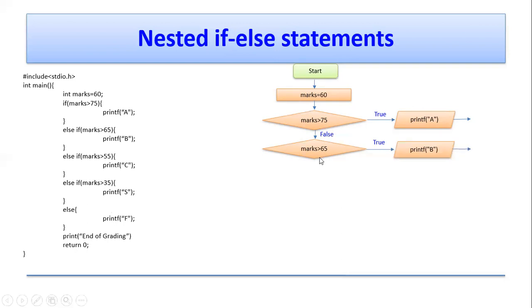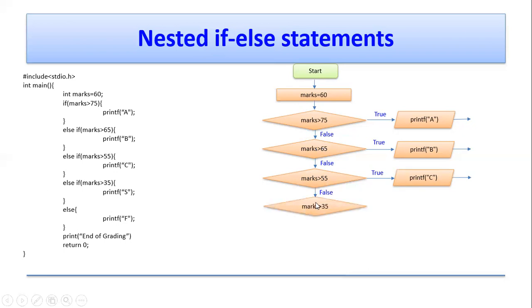Otherwise, if marks less than 65 is false, then I have to check whether marks greater than 55. If it is greater than 55, if this is true, then I can print C, right? Otherwise, if this is false, I have to check marks greater than 35. If this is true, then I can print S.